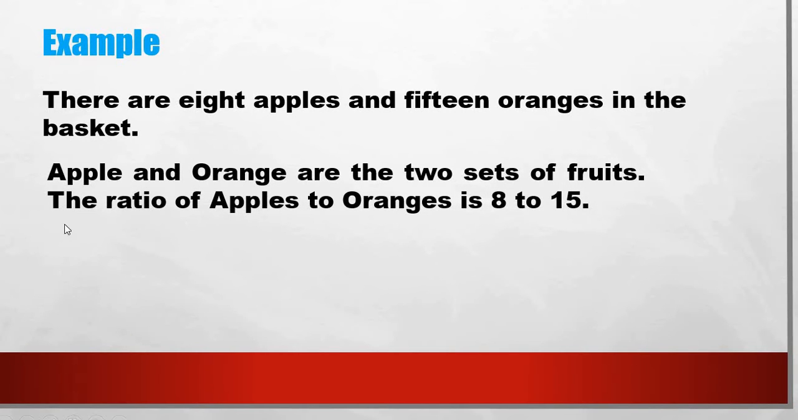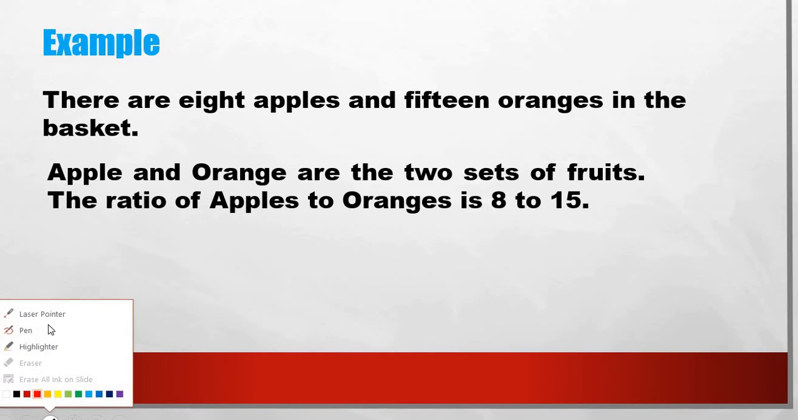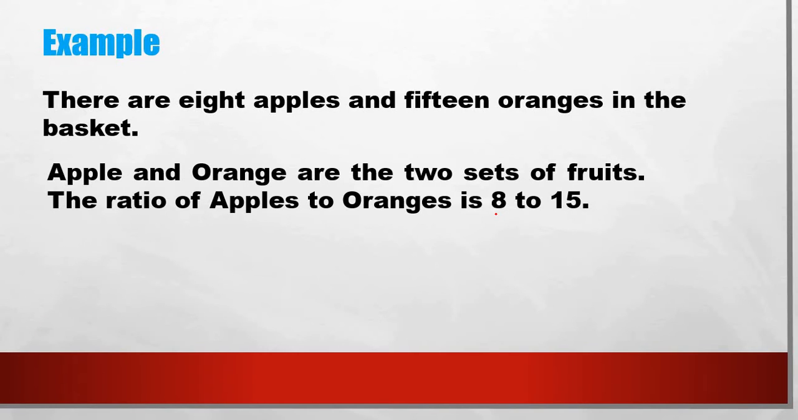So we have apples and oranges in the basket. They are the two sets of fruits. And then we are looking at the ratio of apples to oranges. So it's going to be the number of apples to the number of oranges. So we have 8 to 15. That is the ratio of apples to oranges.